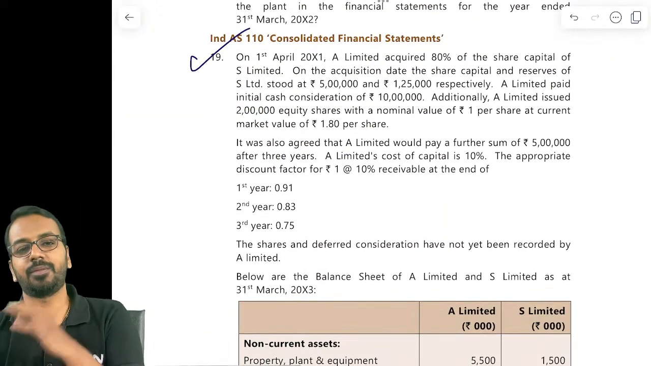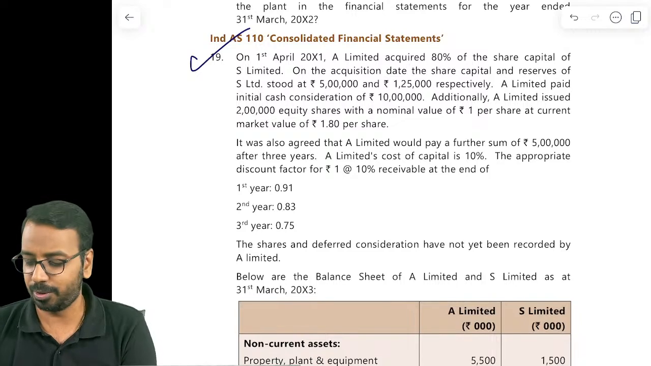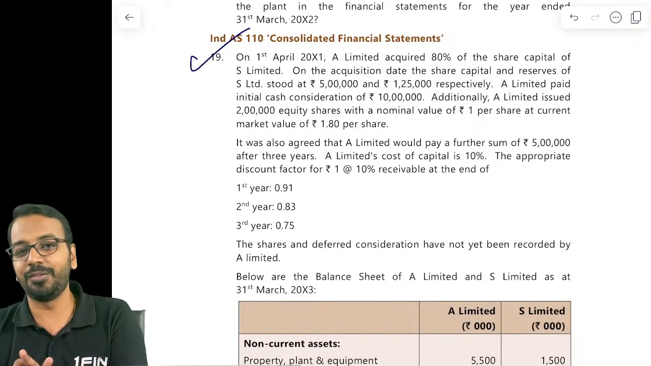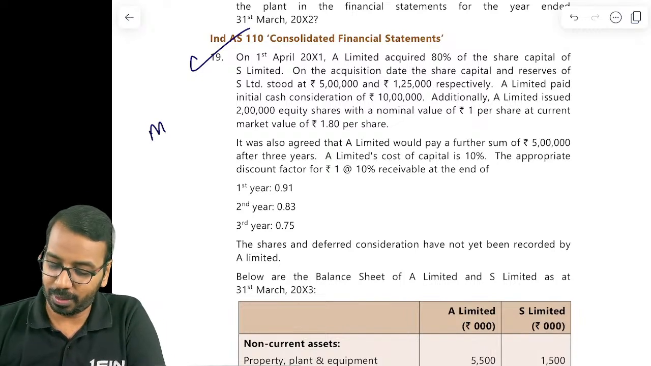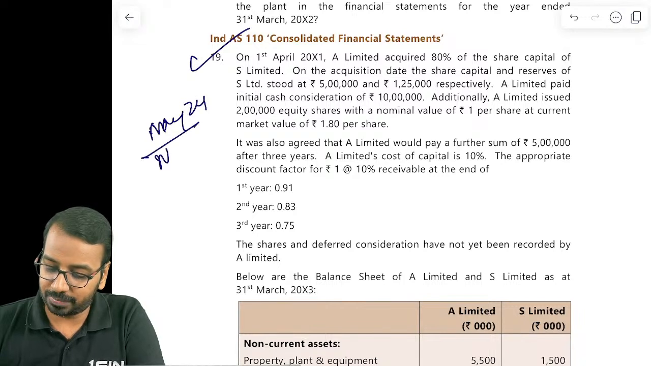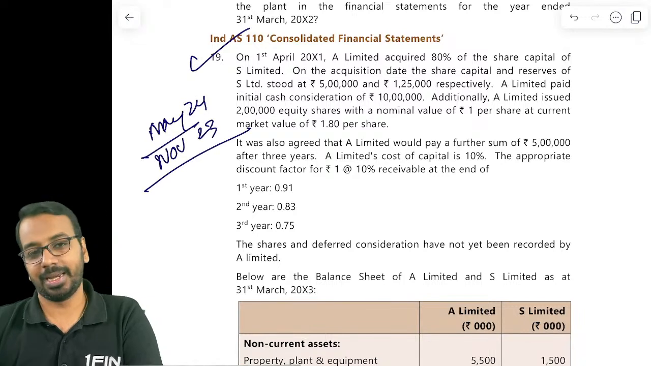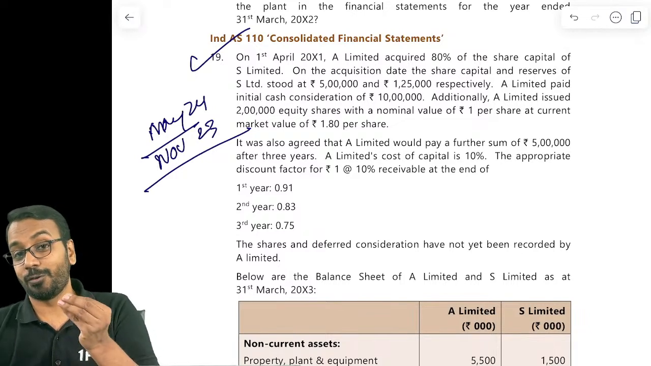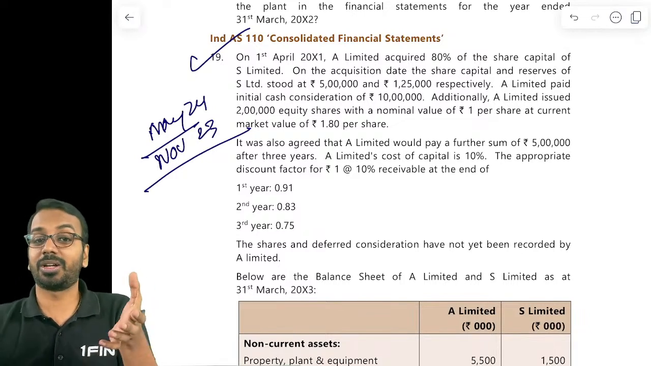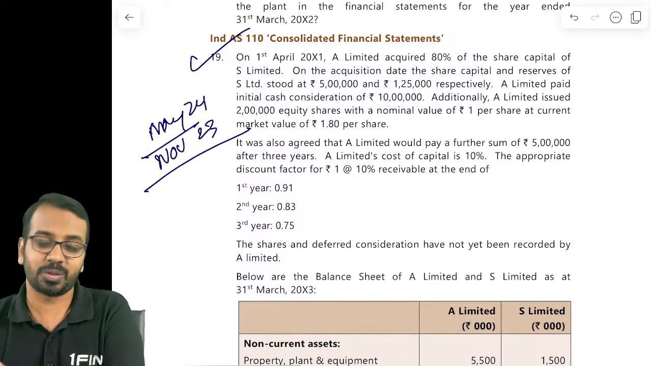Consolidated financial statement, one of the simple and straightforward questions. I believe you will not get this easy question in the examination. If required, you can go back and see what they have tested in May 24 or in November 23. Pretty complicated. There are some areas where even all the faculties have not been able to come to a common conclusion that yes, this is the correct approach to solve that question.